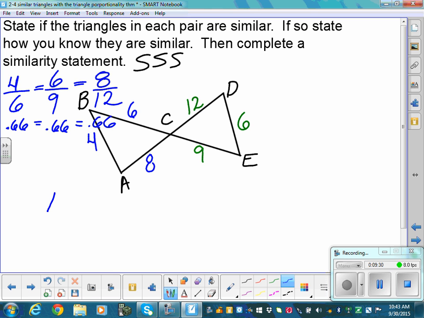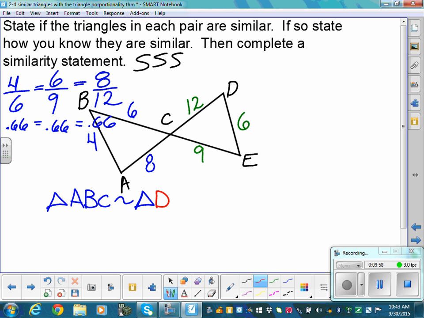So then writing a similarity statement. Triangle, I'm just going to randomly call it ABC, is similar to triangle A. Careful. This one's where most people's similarity statements go wrong. So A was between 4 and 8. So the smallest side and the largest side, yeah? So find the smallest side, 6, and the largest side, 12. So A is to D, right? Yeah.